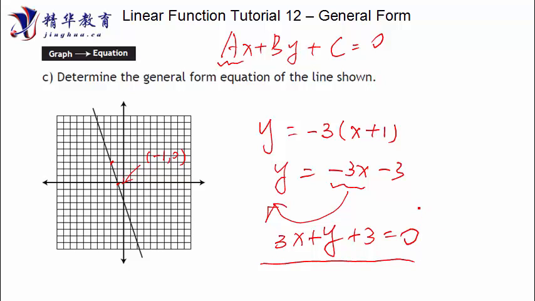That is how to use the linear graph to find the point-slope form and then convert it into general form. Okay, I hope you understand this.